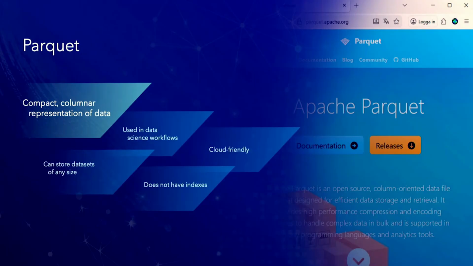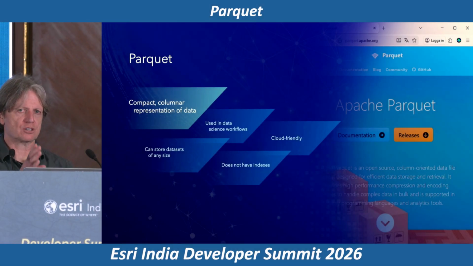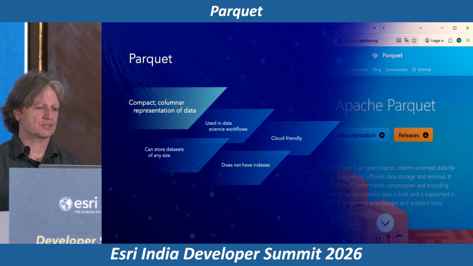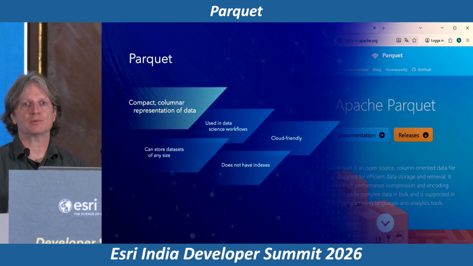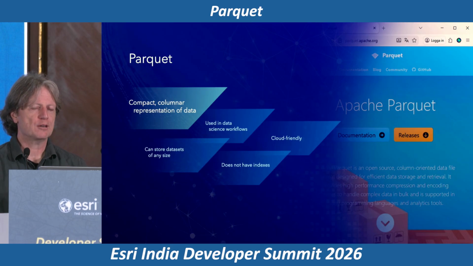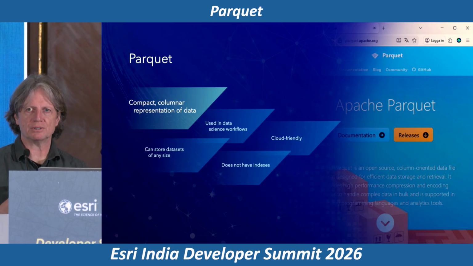Next up is Parquet. It's a relatively new format. It's a very compact way of storing content. It's column based, and it's really optimized for cloud storage situations, and it's fast becoming the most popular way for data scientists to work with large volumes of data. But it doesn't really have any spatial capabilities built into it.